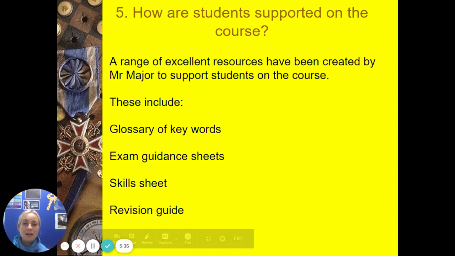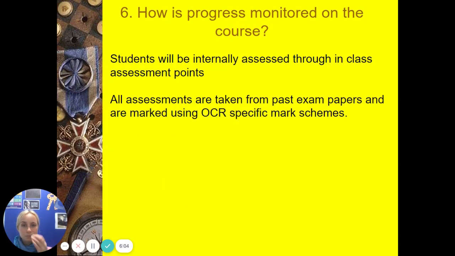There has been a really excellent range of resources that have been created by Mr. Major, the ancient history teacher, to support students on the course. These include glossary of key words, exam guidance sheets, skills sheets, and revision guides. And I know that students have found these absolutely invaluable. So please do encourage students to ask Mr. Major for these extra support sheets if they don't already have them.